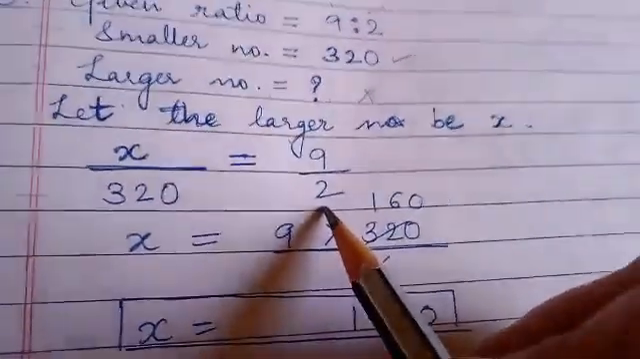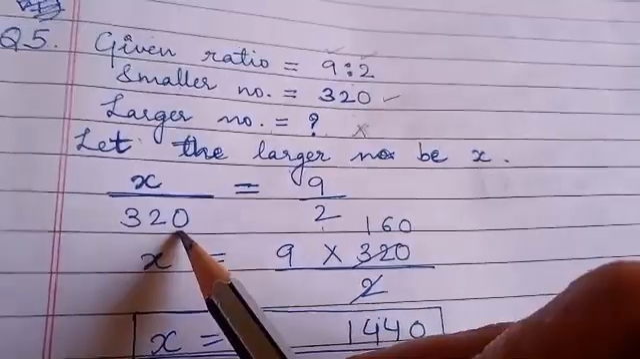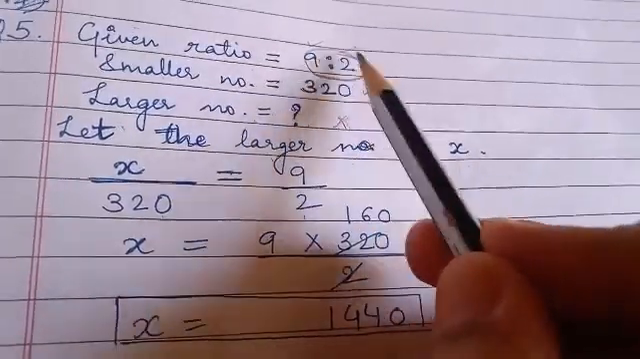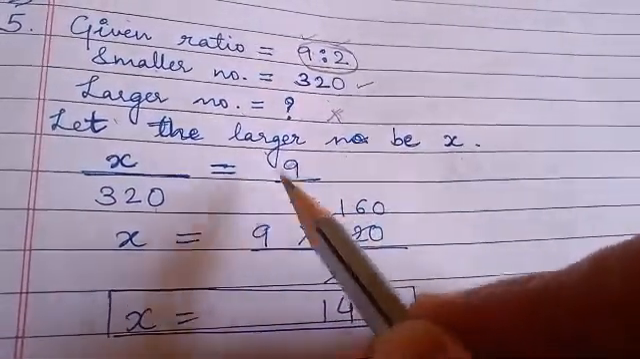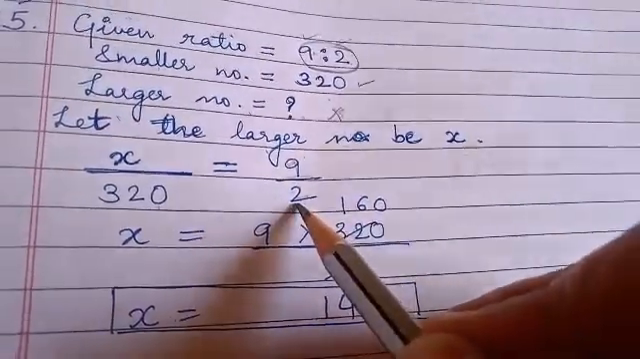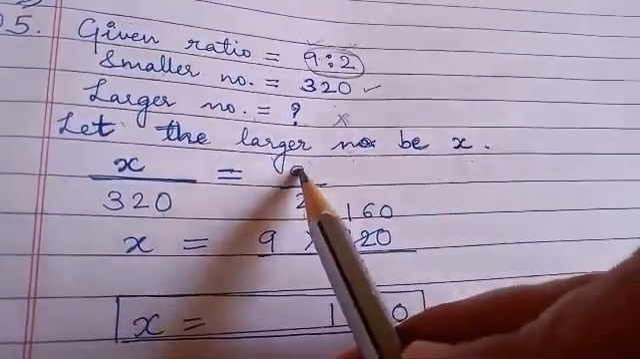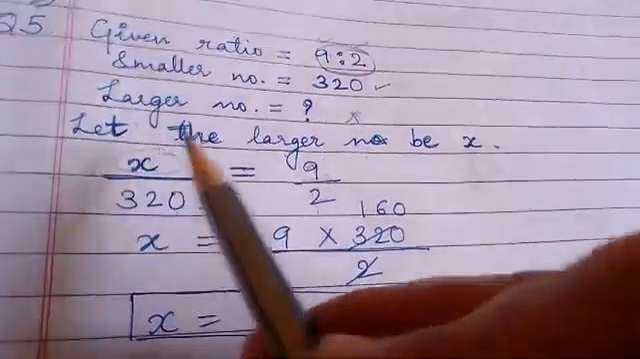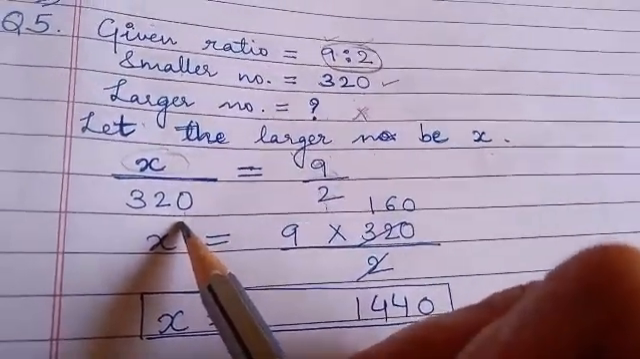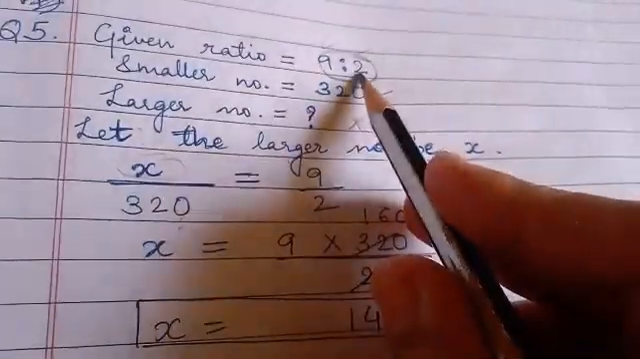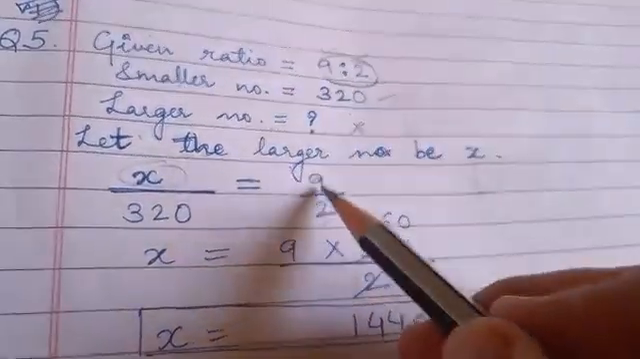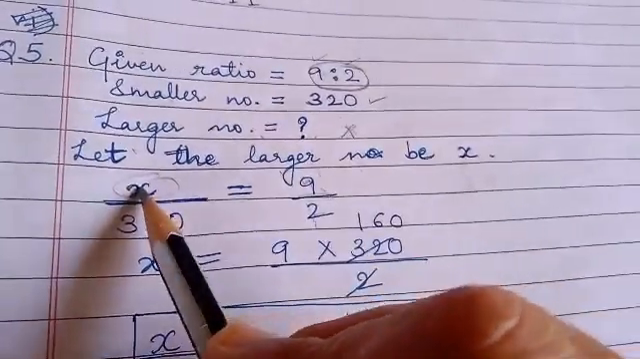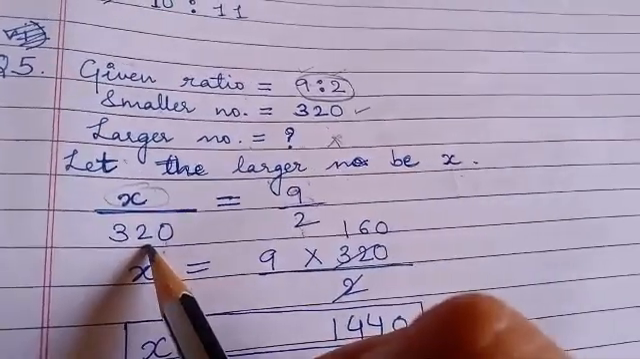Now, you will ask how we have taken it like this. Why x up only? Why 320 down only? Because here we cannot change the sequence. This sequence is 9 is to 2. So 9 by 2, it is compulsory to write 9 up, and 9 is bigger than 2. So obviously here also, the greater number will come in accordance with 9, upon 320. 9 is to 2 is clearly given, so we cannot change that sequence. So 9 upon 2 is equal to x upon 320. Because 9 is greater, I have written the greater number up first and the smaller number down.